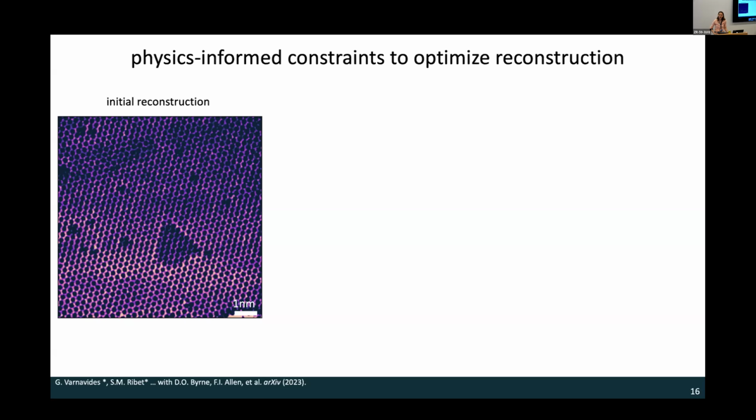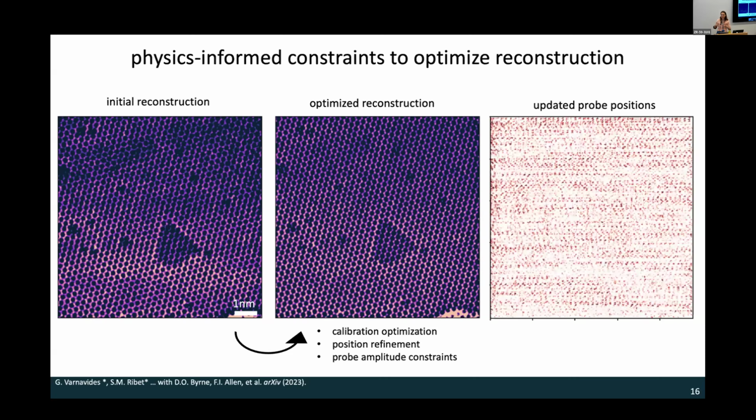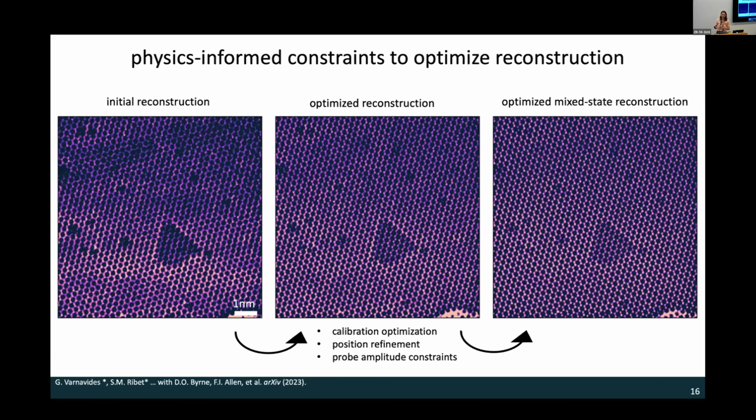So we apply a bunch of constraints and calibrations. This is calibration optimization, position refinement based on some known types of scan distortion we have on our electron microscope, some amplitude constraints based on calibration data we took on the microscope, and you get a much better reconstruction. This can be improved yet again by using mixed state. So this allows us to account for the partial coherence that's in our probe. And this is how we get to our final optimized reconstruction.